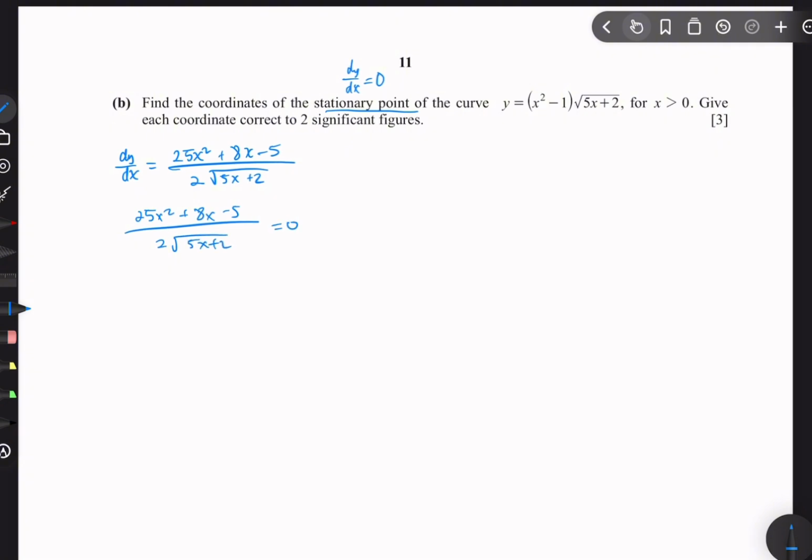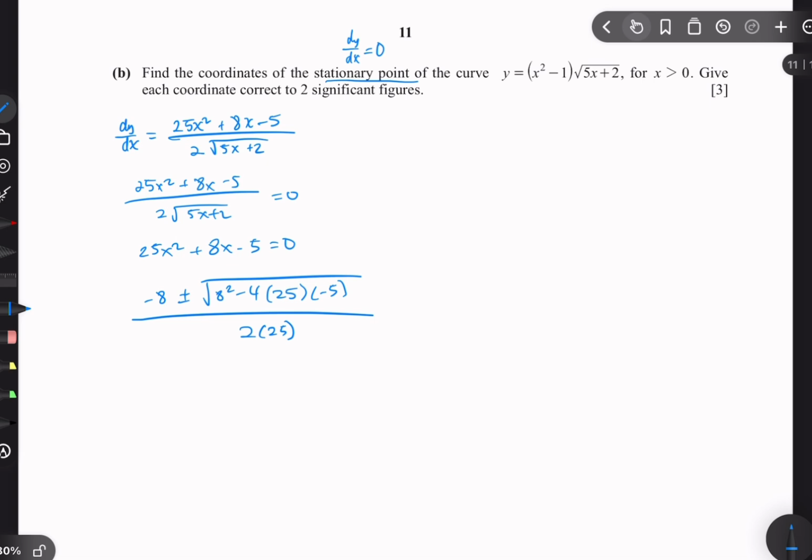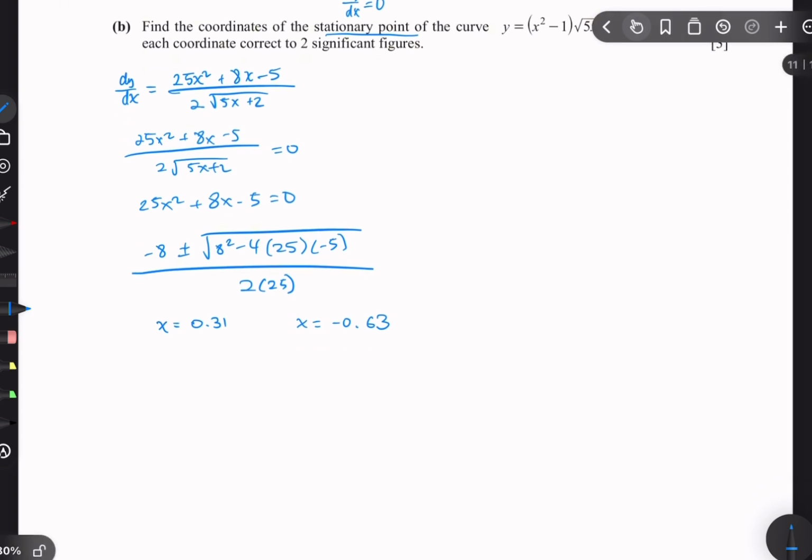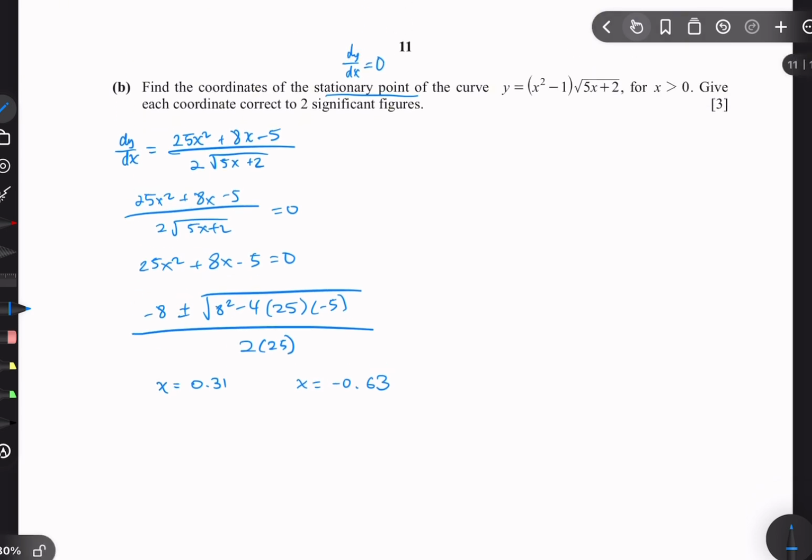Okay, so when we multiply the denominator by 0, it will just be 0. So we have this quadratic, which is equal to 0. And then we can use the quadratic equation to get the x values. And if you type this into the calculator, you should get 0.31 or minus 0.63. And the x value has to be larger than 0, so this value is rejected because x has to be larger than 0.